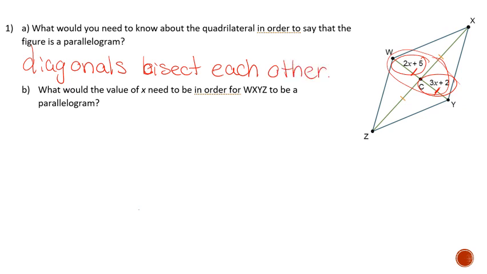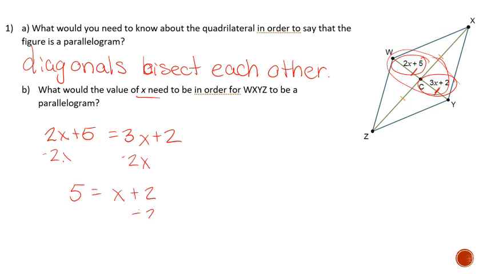All right, so in order for this to be a parallelogram, let's go ahead and solve and see what x needs to be. So as we said, for this to be a parallelogram, those two segments need to be congruent. So 2x plus 5 has to equal 3x plus 2. Let's go ahead and solve and see what that value of x would give us. You should end up with x equals 3 in the end. If we were to plug that in, we would see that both of those segments would be congruent, giving us a parallelogram.